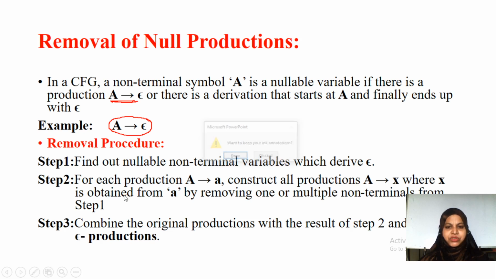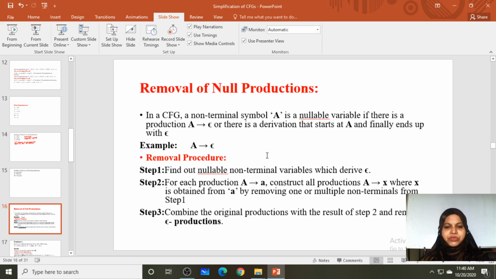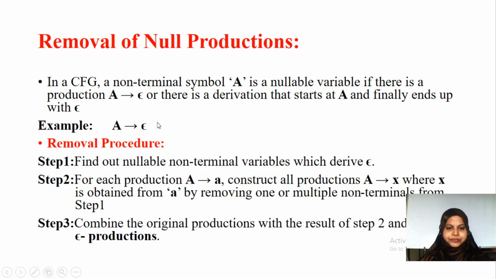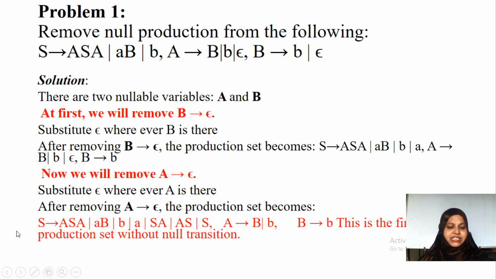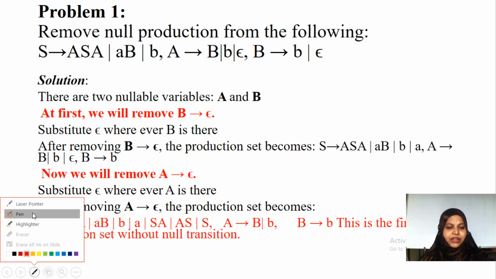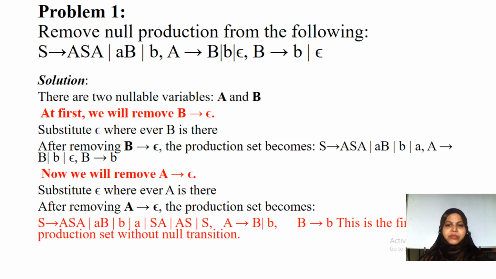Just substitute wherever the epsilon is there, wherever the A variable is there, just substitute that one, right? Now see here, remove all null productions from the following. S tends to ASA, AB. A tends to B, B tends to epsilon.